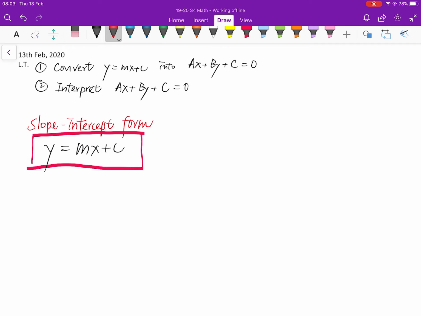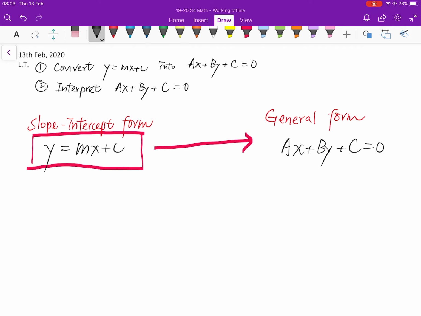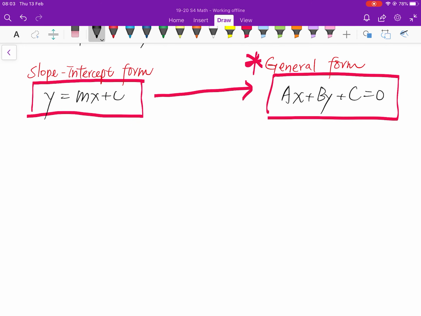Therefore, in this section, we will try to convert it into a new form, that is the general form. The form looks like Ax plus By plus C equals 0. Please put a star on it. I will show you an example. You can mark it down in your notebook.